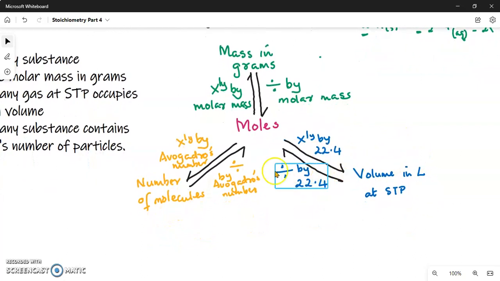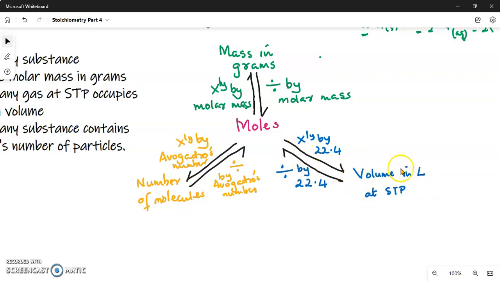According to this flow chart, if you have the number of moles of any substance, you can find the mass of that substance in grams by simply multiplying with its molar mass. Or if you have the mass in grams of any substance, you can get its number of moles by dividing by its molar mass. Similarly, if you have the volume of any gas at STP. At STP, it is important. It should be at standard temperature and pressure, not at any random temperature and pressure.